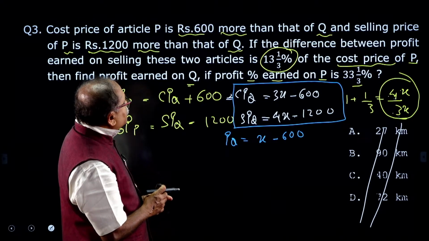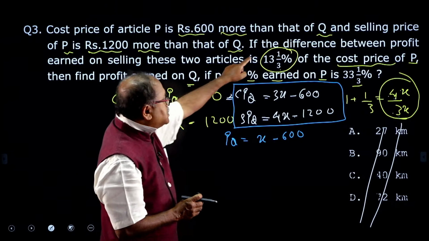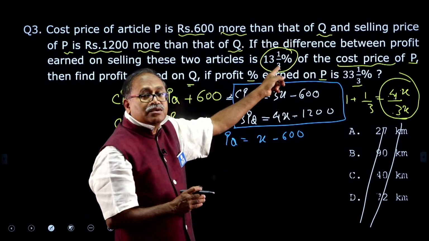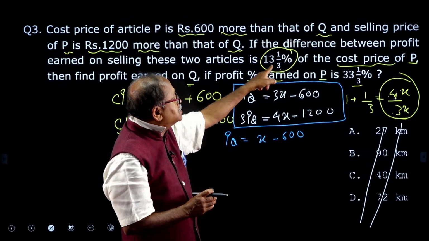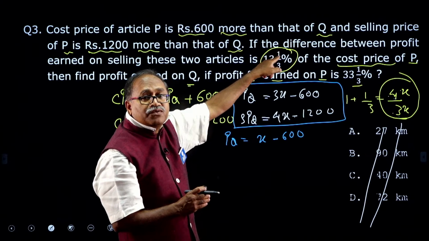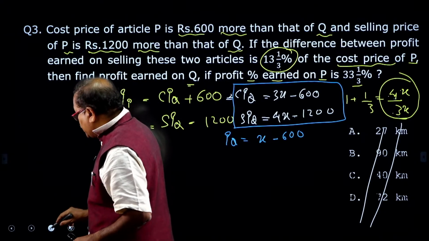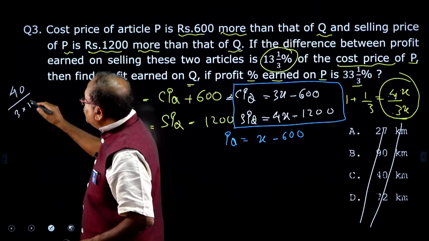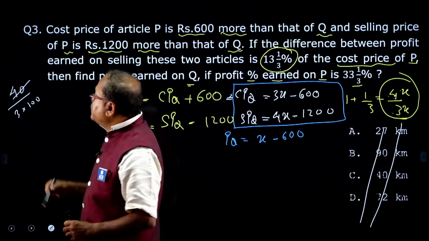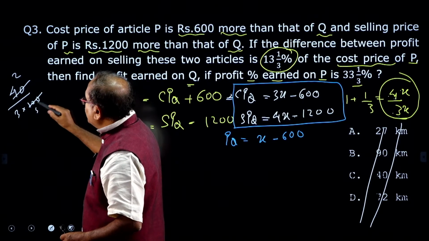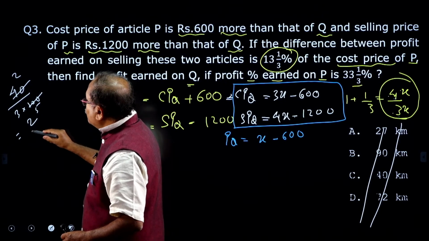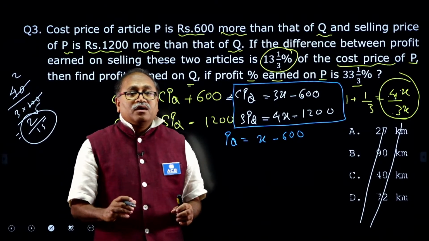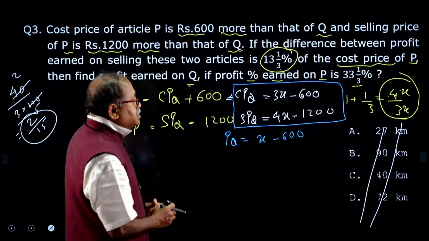You have the difference of profit. Use this information: difference of profit 13 1/3%, that is 13 times 3 is 39 plus 1 is 40, so 40/3. That is 40/3 into 100. You know that this gets cancelled, 22 times and with 20 this is 5 times. You are getting this as a 2/15 fraction. How can I use this 2/15 fraction?